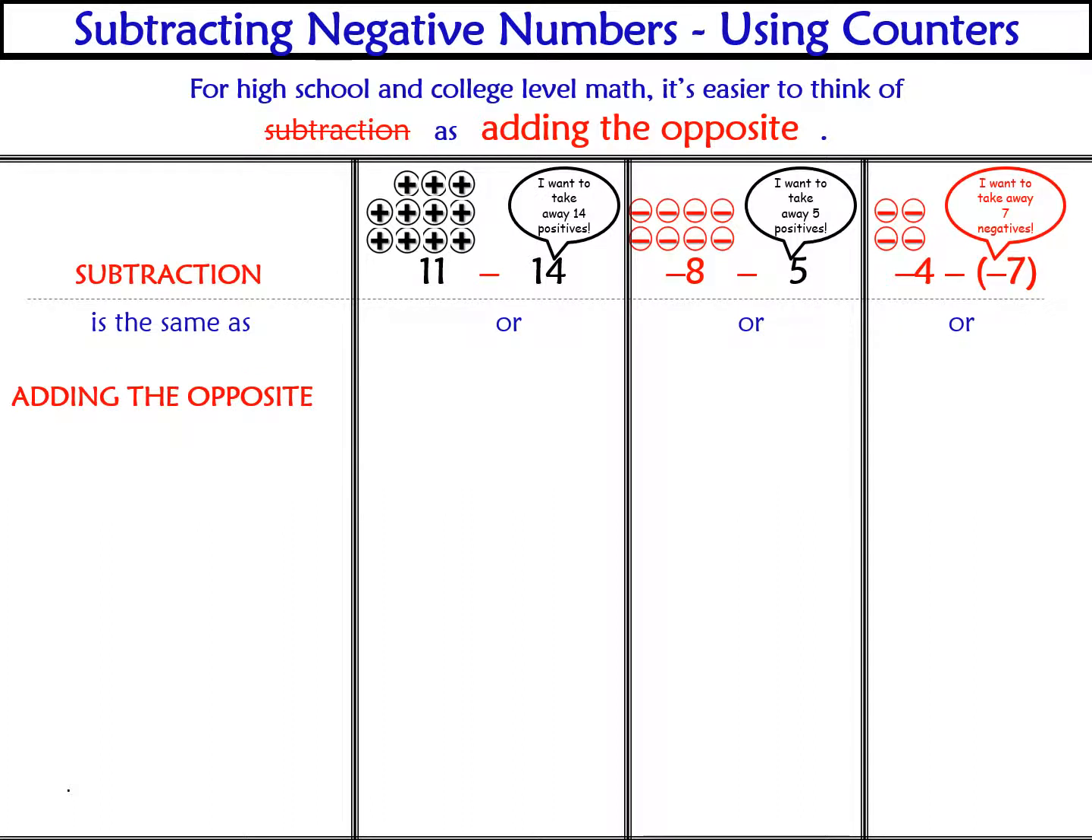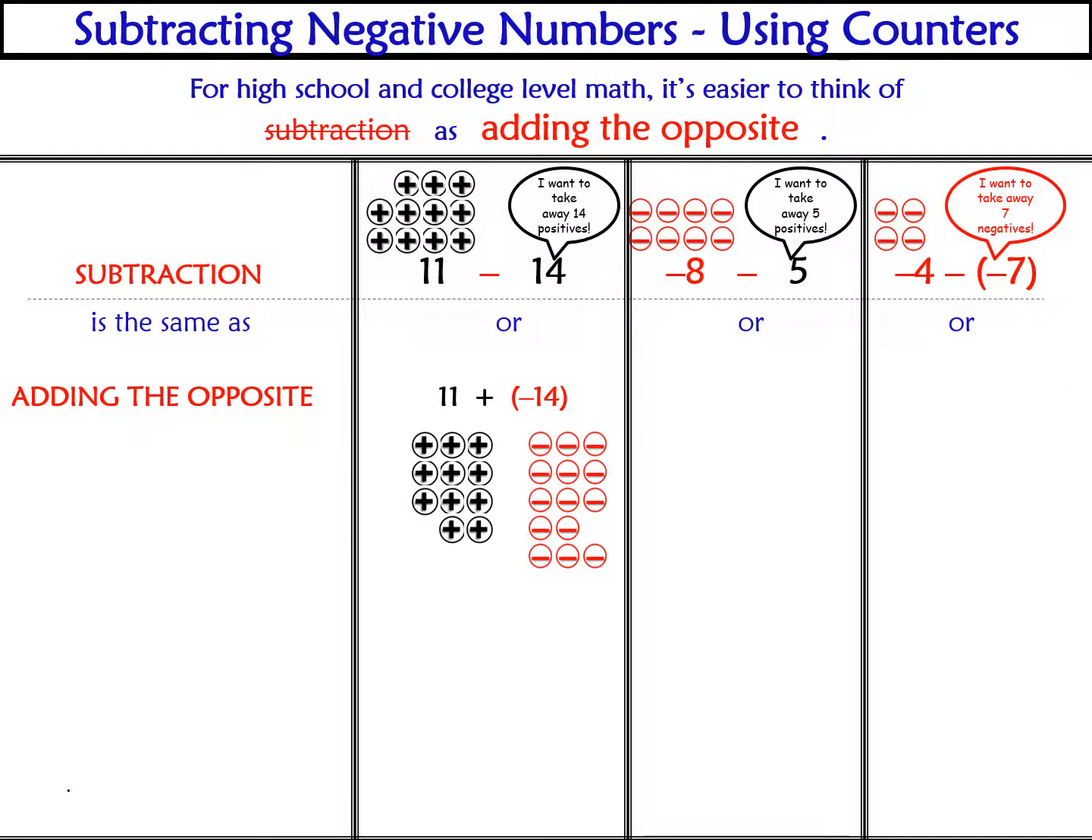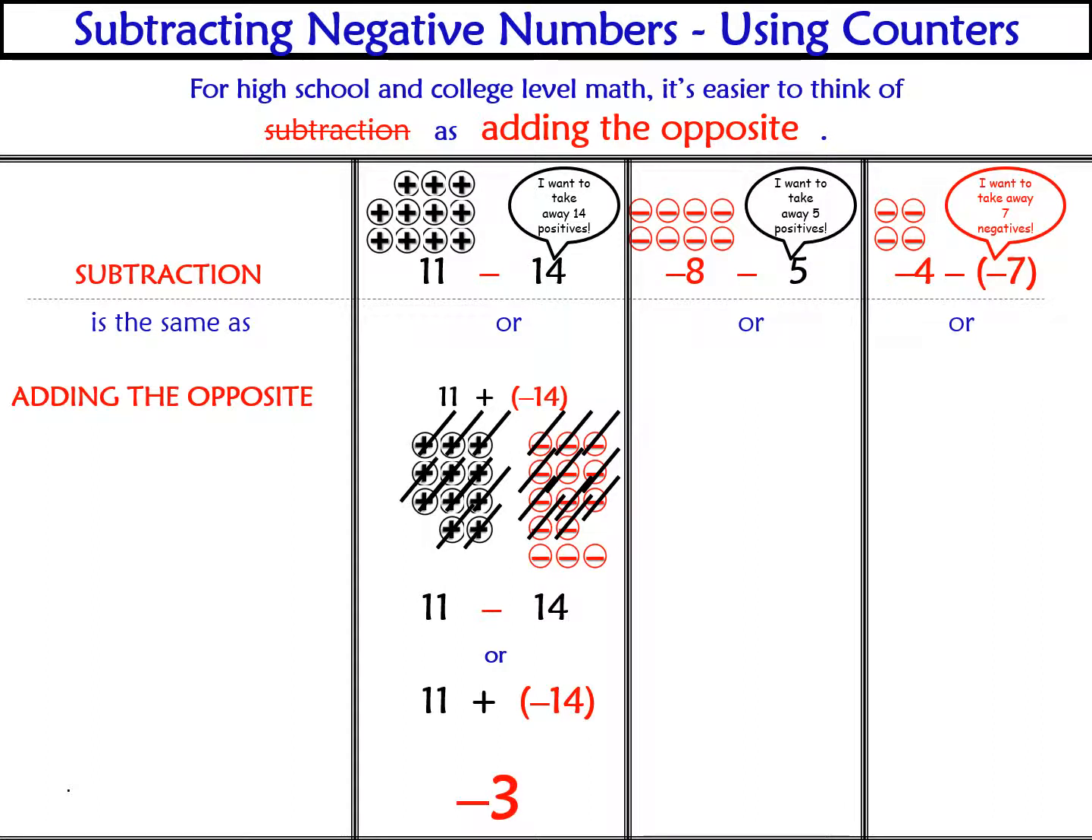So if we look at something like 11 minus 14, if we wanted to convert that to an addition problem, we would simply add the opposite, or 11 minus a positive 14 would now become 11 plus a negative 14. And now modeling this is pretty easy. There's our positive 11, there's our negative 14, there's our opposites being canceled. So apparently 11 minus 14, or 11 plus a negative 14, must be negative 3.